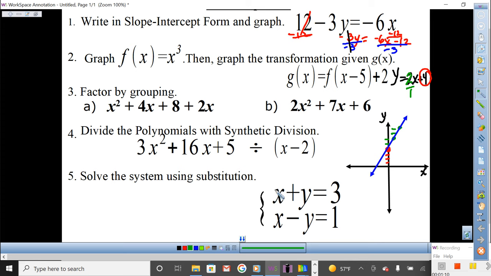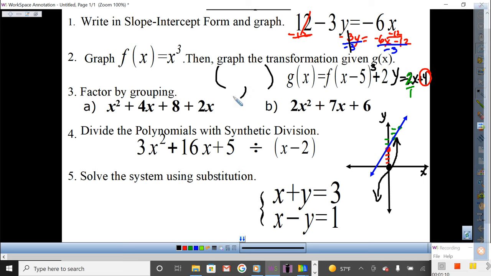Number 2. Graph f of x equals x cubed without a table. By now, we should know that this one also passes through the point of origin, that's our vertex, and it looks something like this. Yes, so far so good? Okay, however, they want us to move it according to this. Tell your neighbor what's going to happen according to this. Let me put the little cube here. There it is. Yeah, now it looks okay.